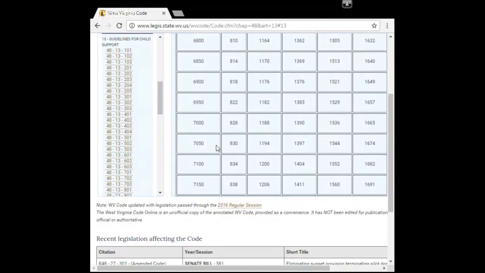Okay, so $7,083. What do we not have? We only go by 50. Why do we go by 50? Because that's when it hits the next dollar amount, right? So we're over 7,050 and we're under 7,100, which means this number applies to us. So we take 1194, right? That makes sense? Yeah, I rounded up to 1,200.